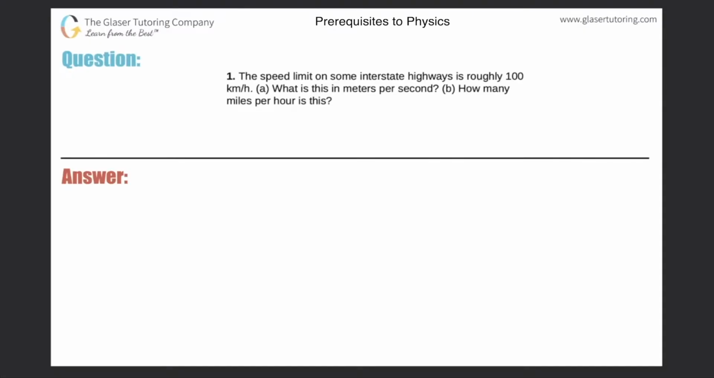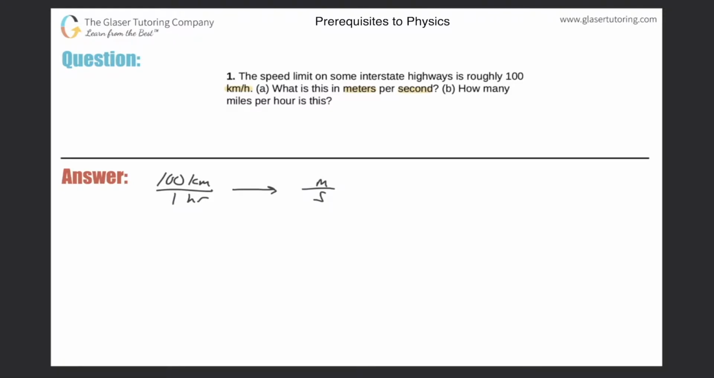Number 1. The speed limit on some interstate highways is roughly 100 kilometers per hour. What is this in meters per second? Okay, so I know I have to do a basic conversion. So let's just set it up. So we have 100 kilometers per hour, and that's per 1 hour. And we're looking to convert that into meters per second.